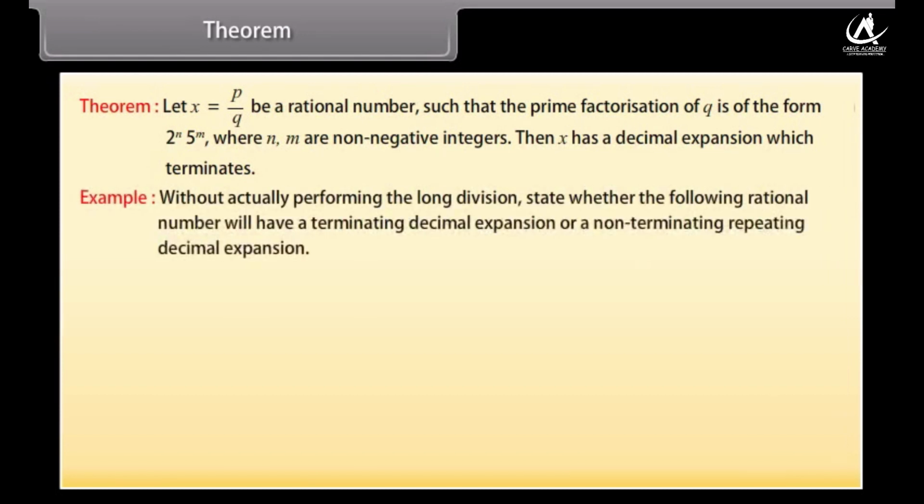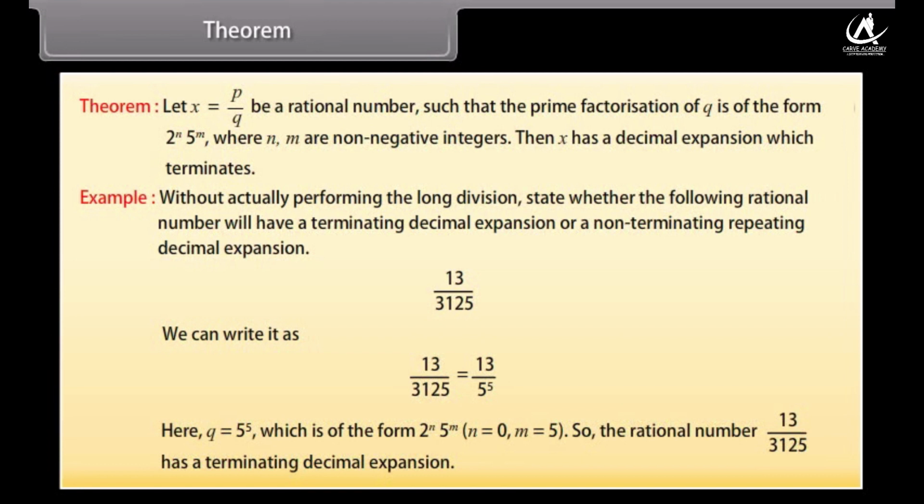Let us solve an example. Without actually performing the long division, state whether the following rational number will have a terminating decimal expansion or a non-terminating repeating decimal expansion: 13 upon 3125. We can write it as 13 upon 3125 equals 13 upon 5 raised to the power 5. Here q is 5 raised to the power 5, which is of the form 2 raised to the power n, 5 raised to the power m, with n equal to 0, m equal to 5. So the rational number 13 upon 3125 has a terminating decimal expansion.